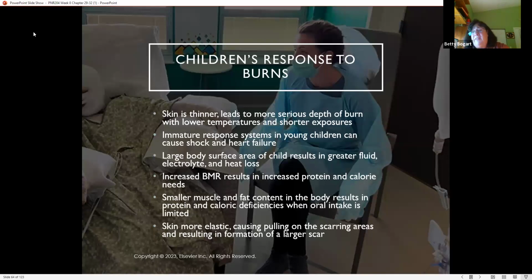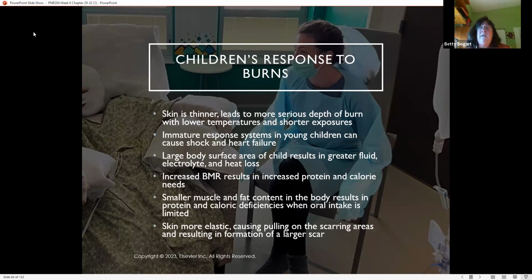Children have thinner skin, so it burns deeper. We know that because of the fluid that's going, children can be going to shock. And then with resuscitation, giving them fluids to replace, they can go into heart failure. They're not ready for this burn off and then replacing these things. We know that it loses heat, it loses electrolytes and fluids.